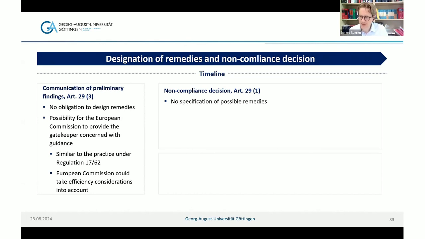There's no specification of remedies, therefore no efficiency arguments can come into play here. What might be possible is that the European Commission, of course, has to take the principle of proportionality into account when it interprets the DMA.